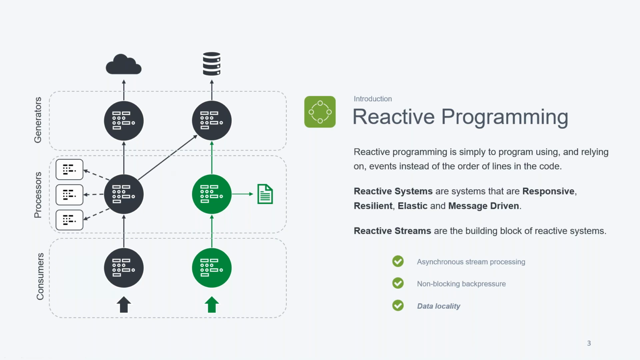Reactive systems, as systems built using the reactive programming model, are usually responsive, resilient, elastic, and message-driven. These are the essential ideas of reactive systems, and this is why reactive systems are usually built on reactive streams. Reactive streams are asynchronous streams for asynchronous processing that provide non-blocking back pressure and data locality.